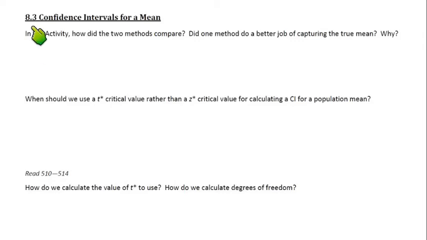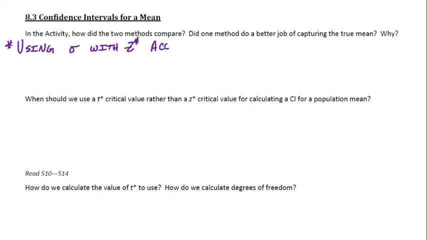So this is 8.3. We're now talking about confidence intervals for means. Last section was for proportions. This section is all about means, x bars and mu. So let's first talk about the activity, the one with the farmer's tomatoes. It says, how did the two methods compare? Did one method do a better job of capturing the true mean, and why? And one method definitely did do a better job than the other.